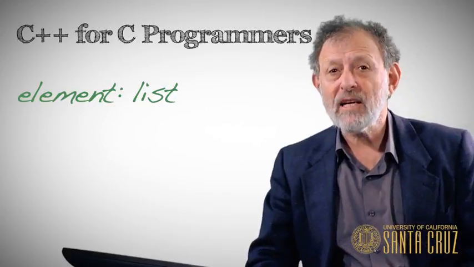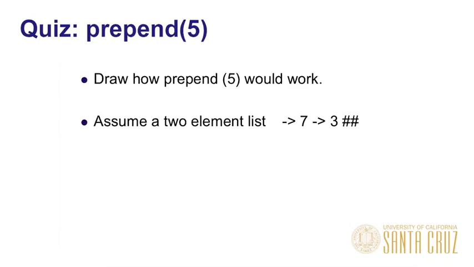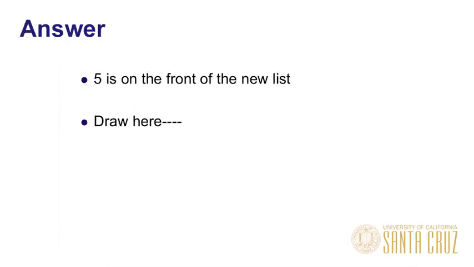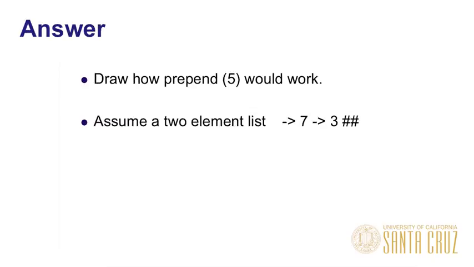And let's take a quick quiz on that. For yourself, draw how prepend of 5 would work if you had an element that would have value 5. How would that work? And in that, assume there's a pre-existing list that had 2 elements. So take a second. Okay. Let me get back and see what they are. There's 7 and 3 and the null element.